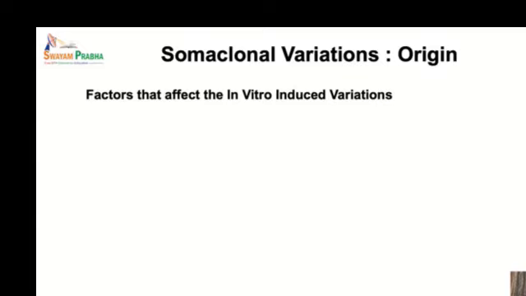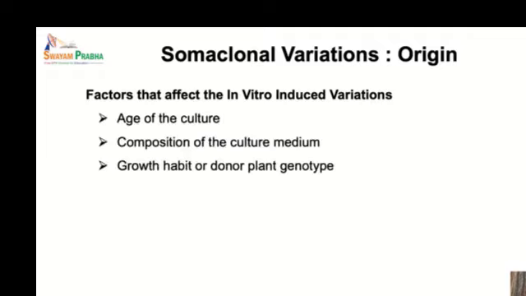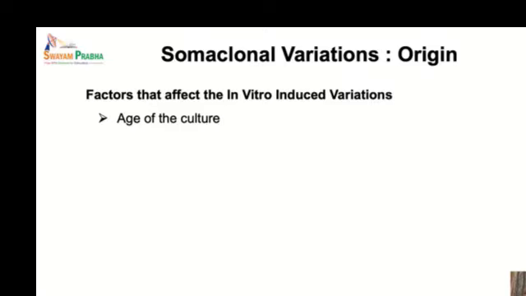Now, what are the various factors that affect these in vitro induced variations? There may be actually several factors that can result in the accumulation of in vitro induced variations. Majority of these can be categorized in the following groups, that is age of the culture, composition of the culture media, the growth habit of the tissue, or the inherent sensitivity of the donor plant genotype. The first one is the age of the culture.